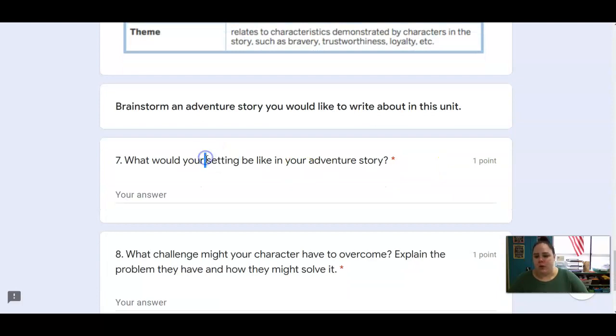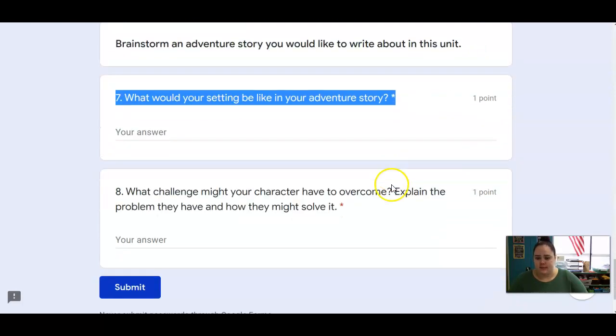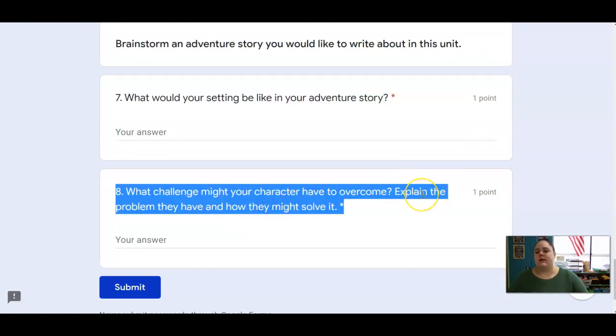So first of all, what would your setting be like? So think of a place that might be far away. It might be imaginary, where your story can take place. And then also think of a challenge that your character might have to overcome. So in Treasure Island, they're trying to make it to the treasure without being hurt or without getting it taken away by the pirates. So what is the challenge going to be in your story? Just to brainstorm today. We'll start writing later in the unit.